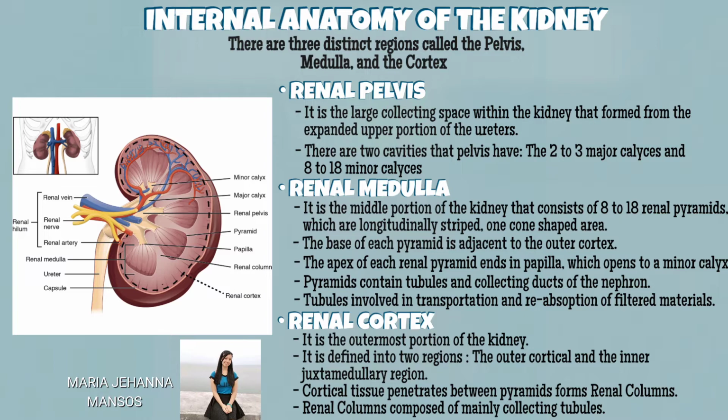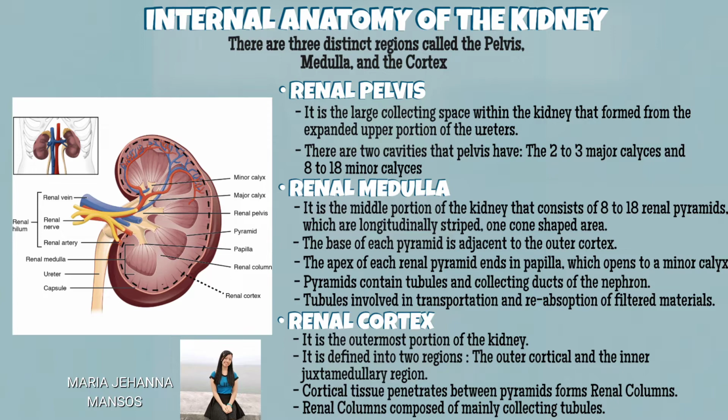So, first we have here the renal pelvis, which is the large collecting space within the kidney that is formed from the expanded upper portion of the ureter. So there are two cavities that the pelvis has, which are the 2 to 3 major calyces and 8 to 18 minor calyces. So the renal pelvis is in the center that all the nephrons are going to enter into to get rid of our urine. That's eventually going to go through the ureter. So if we look inside our kidney, we will see the whole thing na puno ng mga blood vessels.